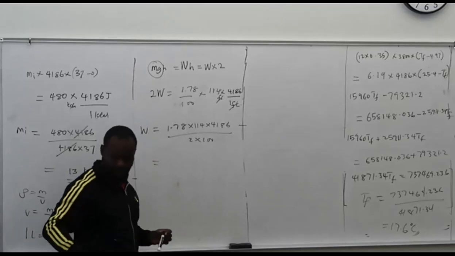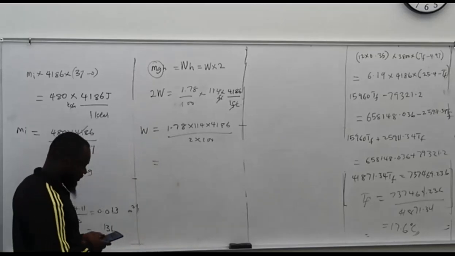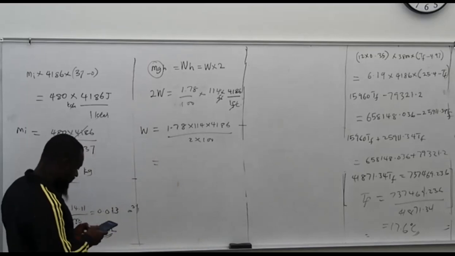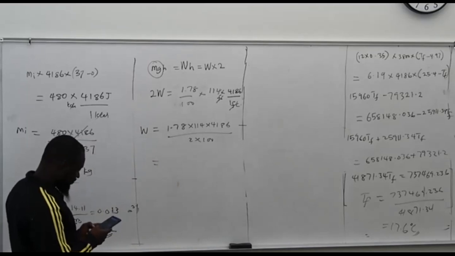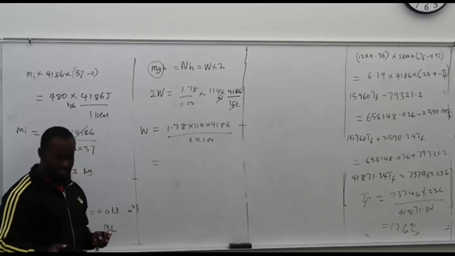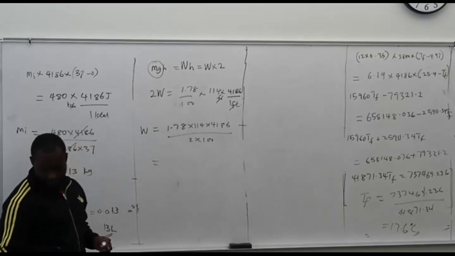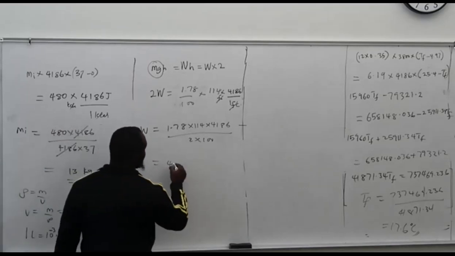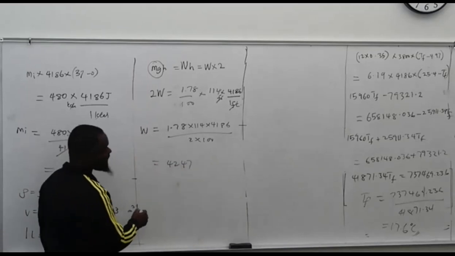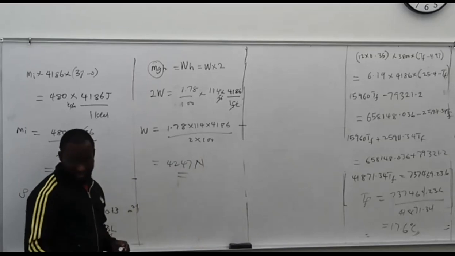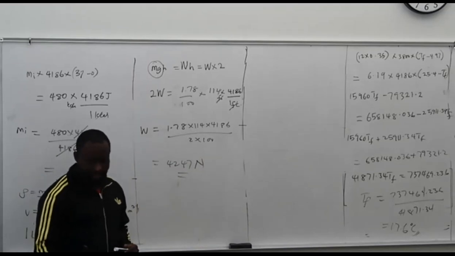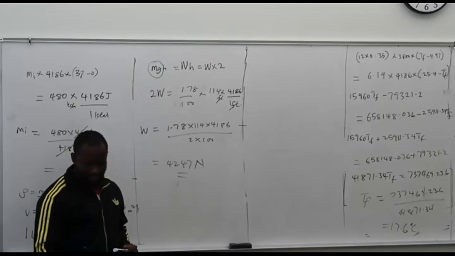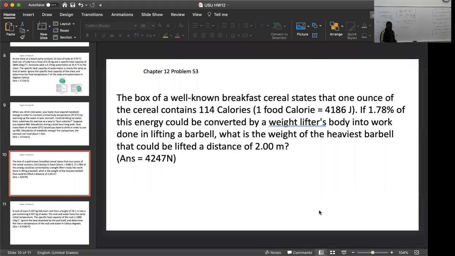Okay. So when I do that, 1.78 times 114 times 4186 divided by 200, I have 4247 newtons. So let's check if that answer is correct. 4247, exactly what they have here. 4247 newtons. Okay. So I'm going to share that. That's exactly what they have. Okay. Now we'll go to the last problem.